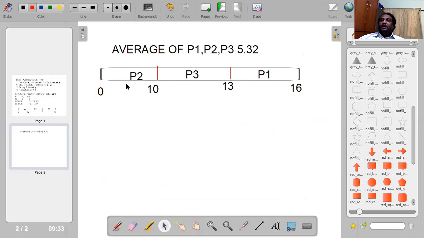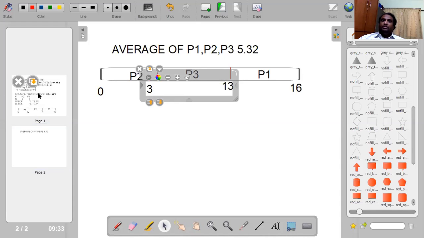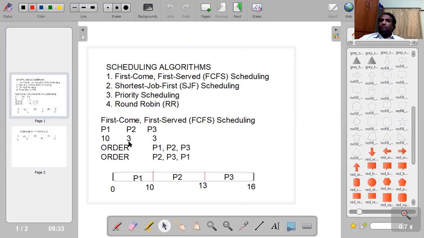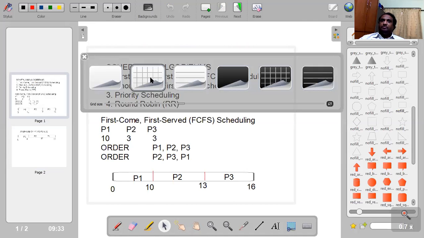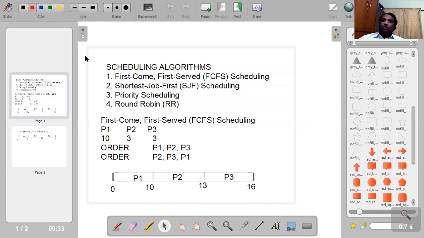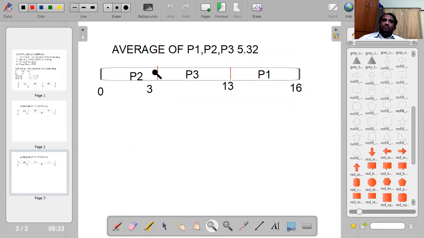So P2 is going to start at 0 seconds and go up to 3 seconds, right? How much time is P2 going to take? 3 seconds. Good. Then immediately at the third second, which process is going to start? P3 is going to start. P3 is going to take how many seconds?